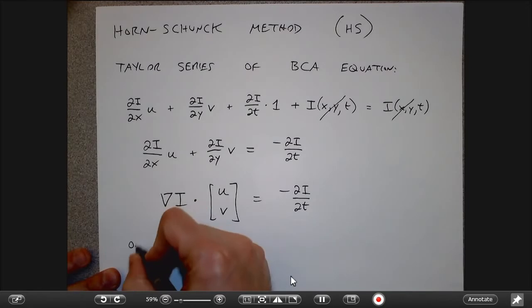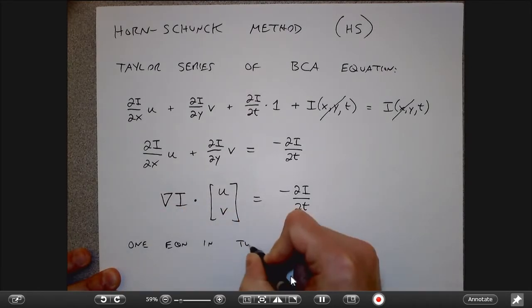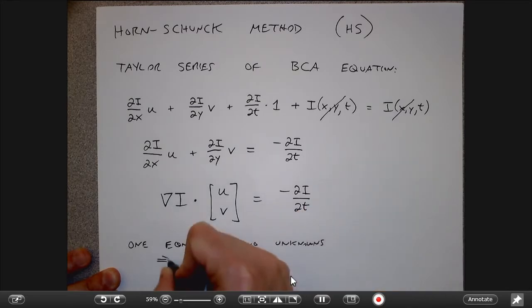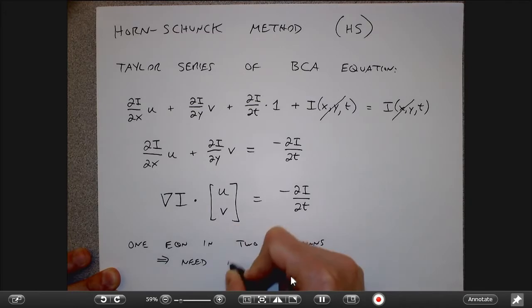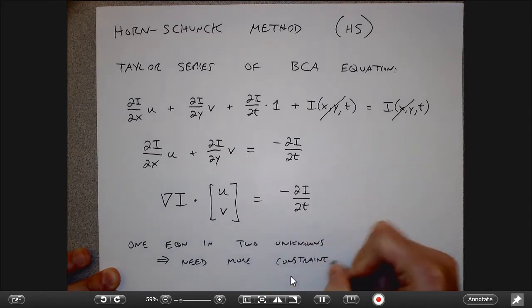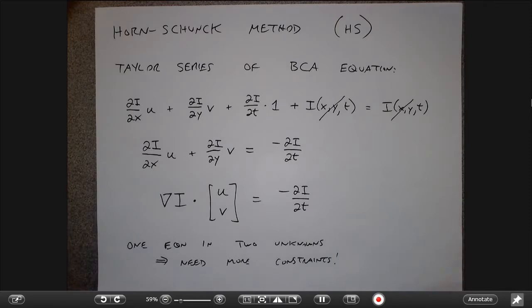So this is only one equation in two unknowns. And so that means I need more constraints. That's like saying that the brightness constancy assumption, that colors don't change, is not enough for me to estimate the entire flow, right?